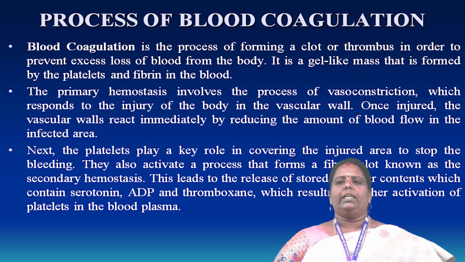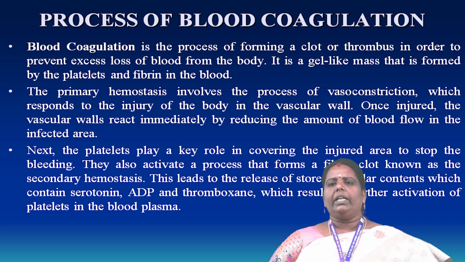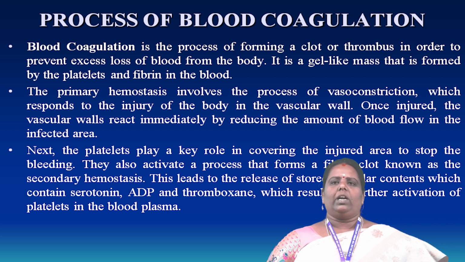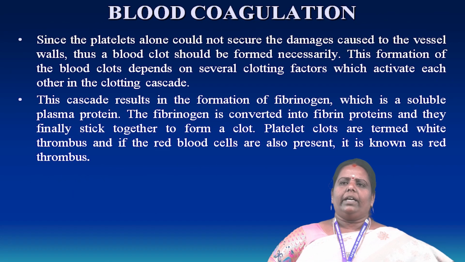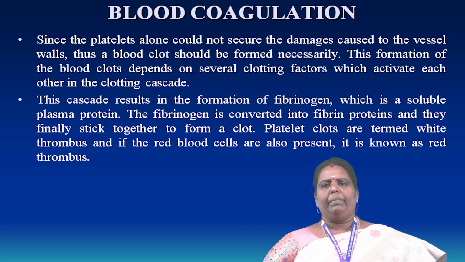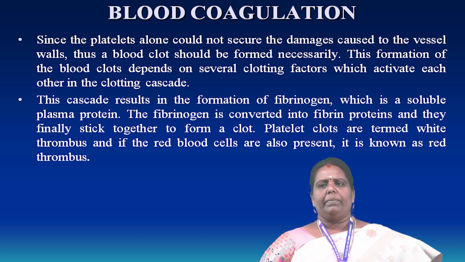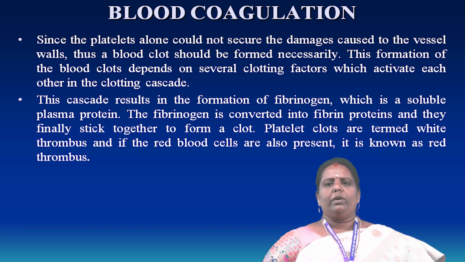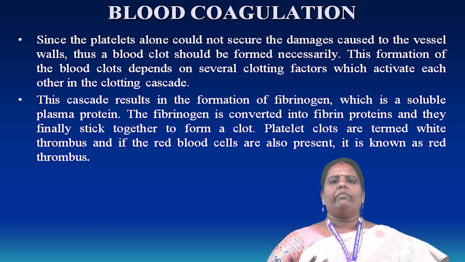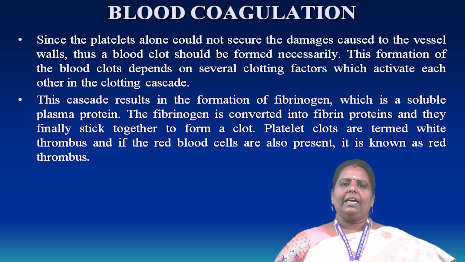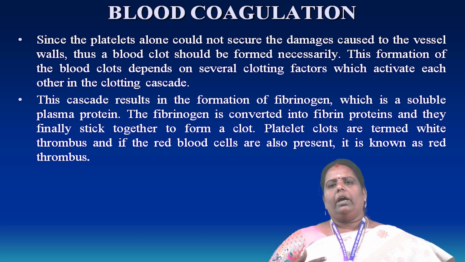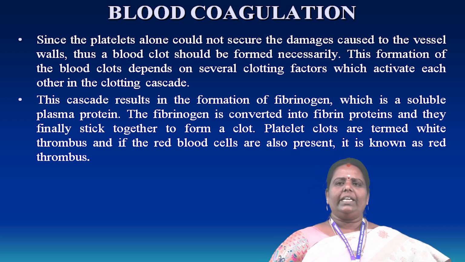Fibrin, fibrinogen, thrombin and thromboplastin all perform functions here. The main stored content is serotonin, which is secreted to aid blood clotting. When platelets are exposed to cellular damage and blood vessel injury, this cascade results in the formation of fibrinogen, a soluble plasma protein. Normally the fibrinogen is converted into fibrin protein, and finally it sticks together to form a clot. A platelet clot determines the thrombus, and when red blood cells are also present, this is known as a red thrombus.